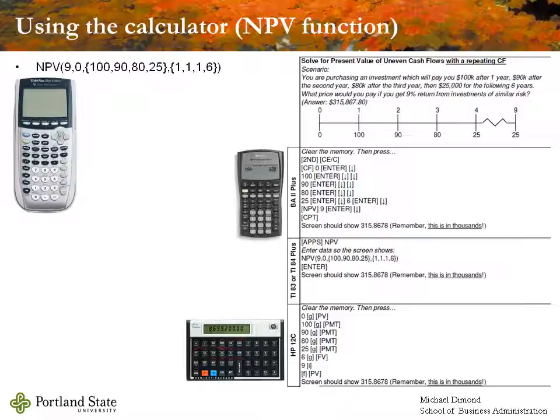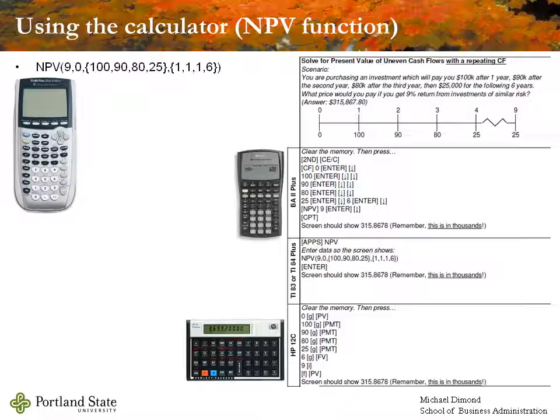Now remember, the numbers that I'm looking at up in the scenario are in thousands, so 100,000, 90,000, 80,000. And what I've entered in were simply numbers that were rounded off. So I entered in 100, 90, 80. And so the answer the calculator is showing me is something I'm going to have to multiply up to get the correct scale. So because it's in thousands, my screen is showing me 315.8678, but my actual answer is $315,867.80.